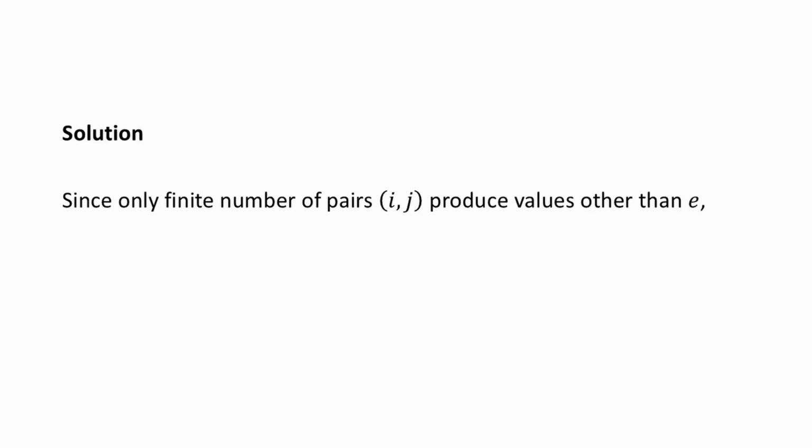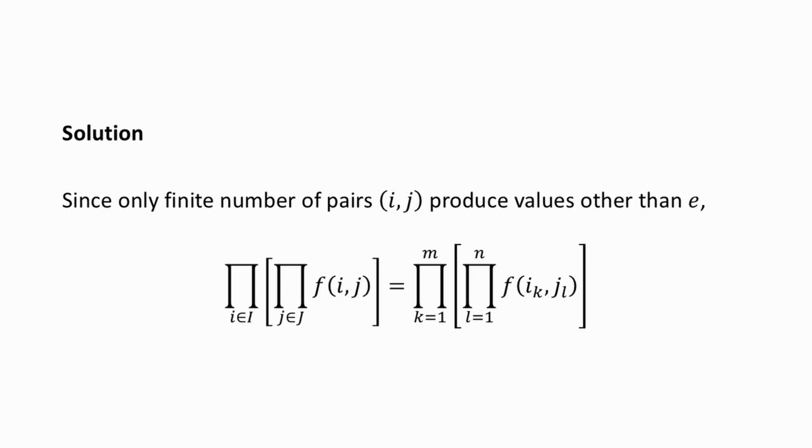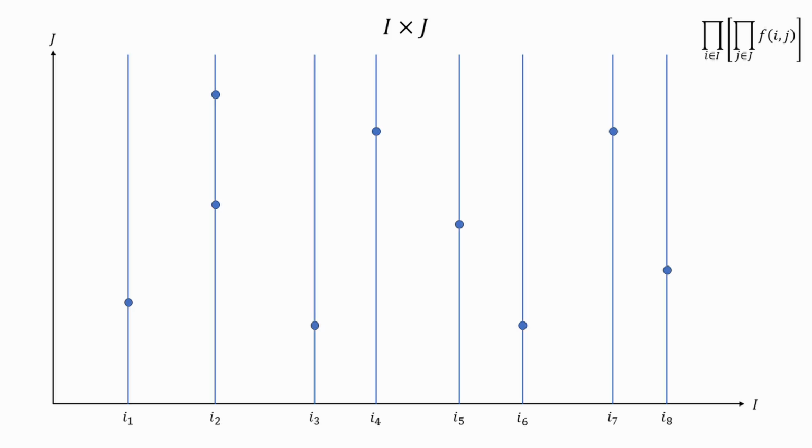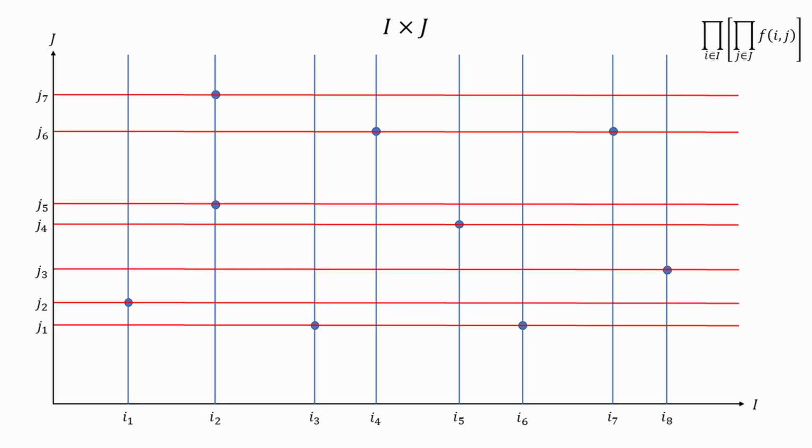Since only a finite number of pairs ij produce values other than E through the map F, I can limit the product from the whole set I Cartesian product J to just a finite number of i's and j's involved in producing non-trivial results. We can imagine the set I Cartesian product J as a two-dimensional plane with only a finite number of points on it. This implies that there exists a finite number of i's and j's to mark each point.